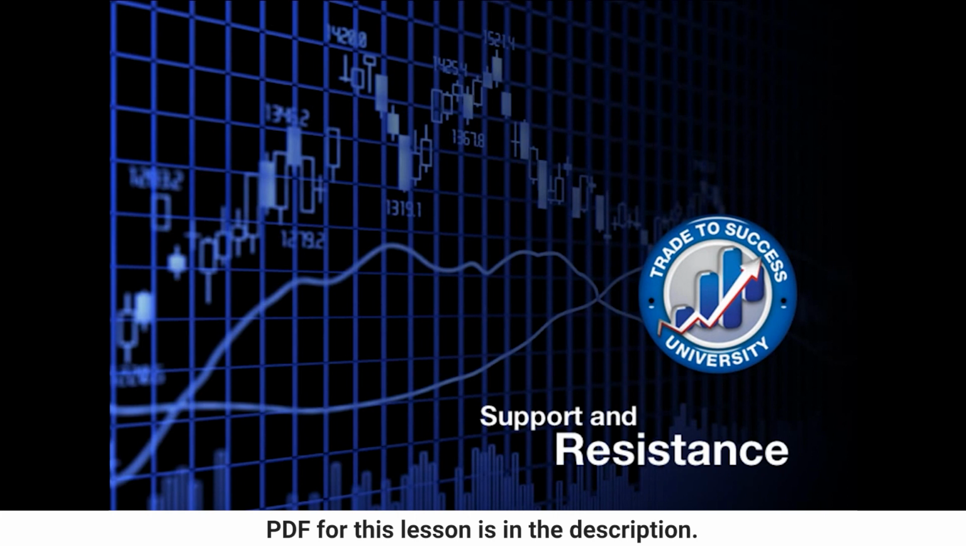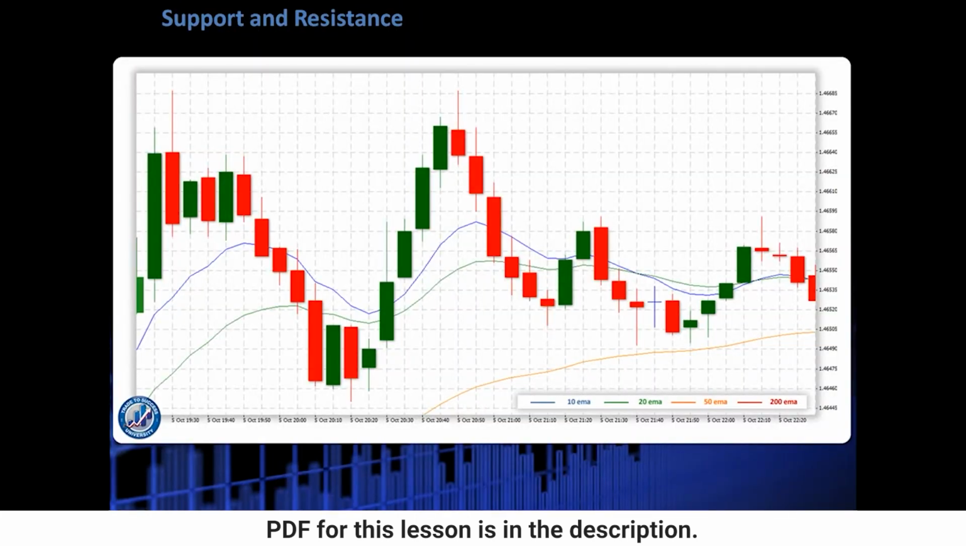The easiest way to explain what they are is by example. So here we have a chart, and what we're looking for here is areas that price has bounced off where it has previously done so as well. So can you find that here?